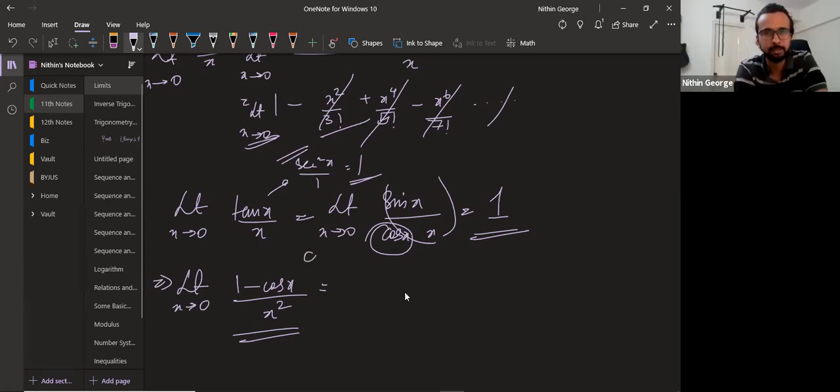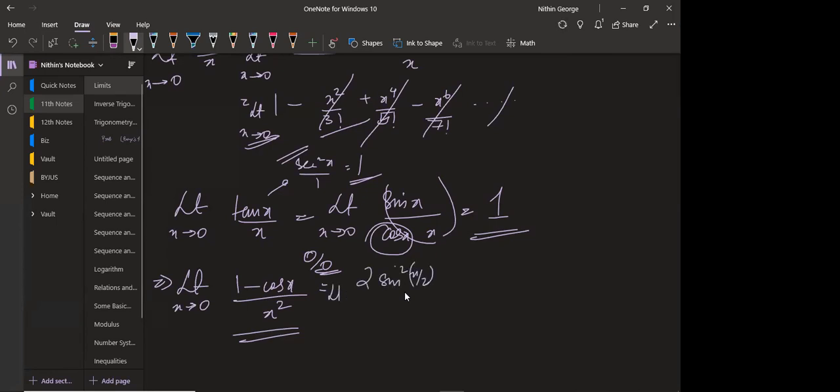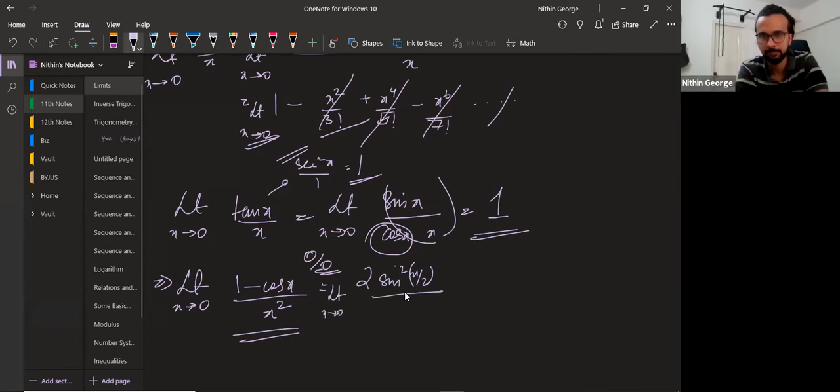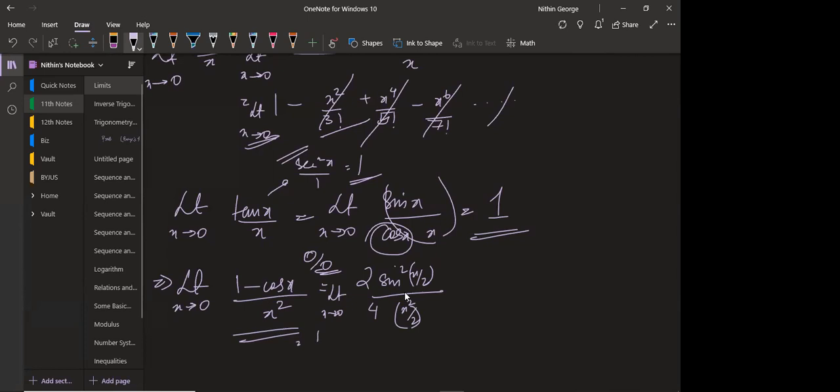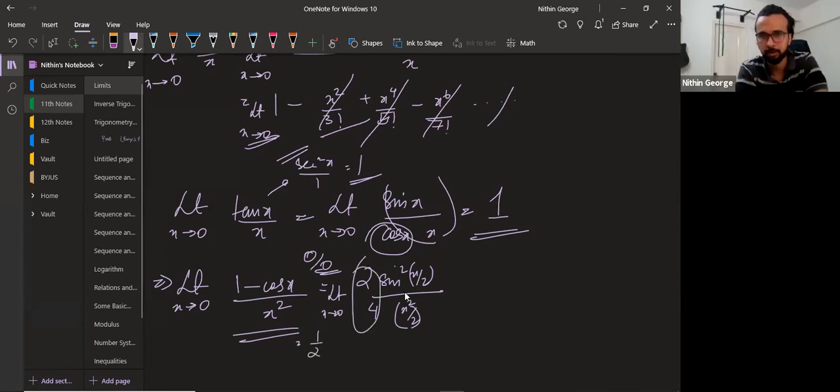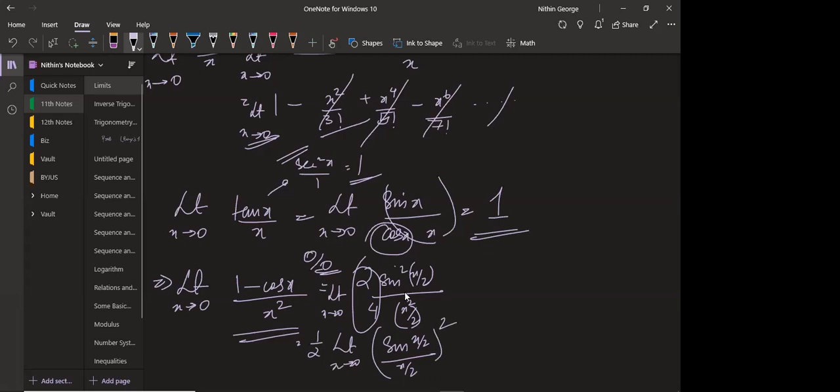You see that you have a 0 by 0 form, right? That's the first thing you notice. 1 minus cos x, you take that as 2 sin square x by 2. And then you have x square here. I will write that as 4 into x by 2 the whole square. Then I get 1 by 2 from 2 by 4, limit x tends to 0, sin x by 2 by x by 2 the whole square.